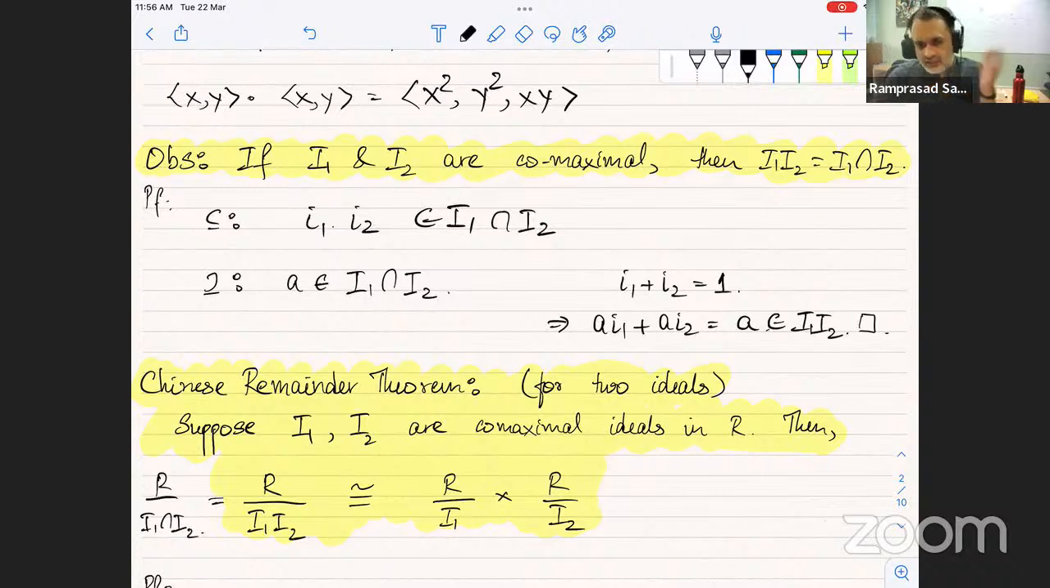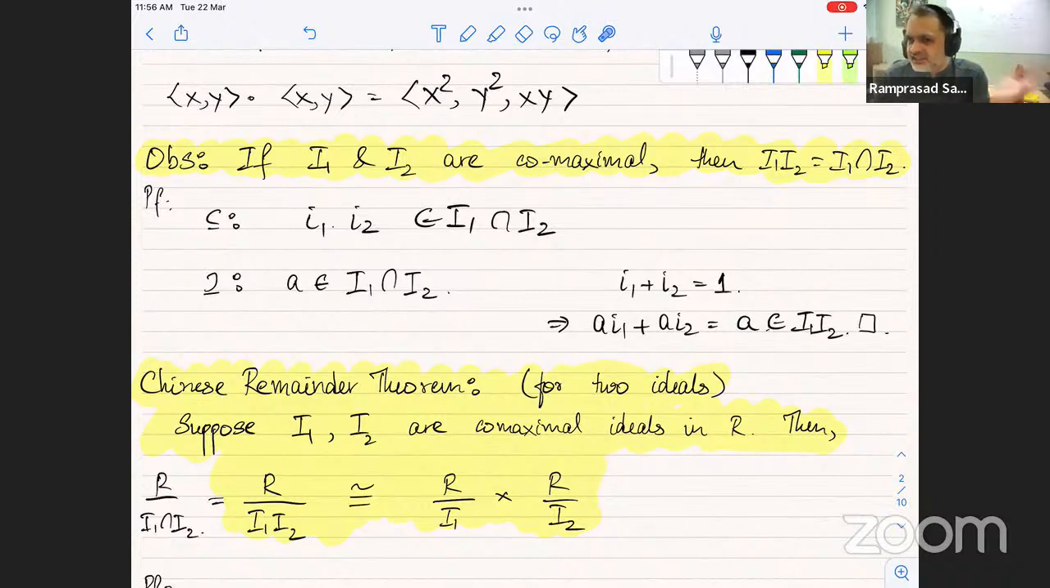Okay. Now, hopefully the statement is something very believable, because it is something you would have seen over integers. It's just saying, if I have a bunch of pairwise co-prime numbers, and I'm interested in integers modulo their product, I might as well consider their separate residues and work with them. And there is no loss of information. That's basically what the Chinese remainder theorem says.